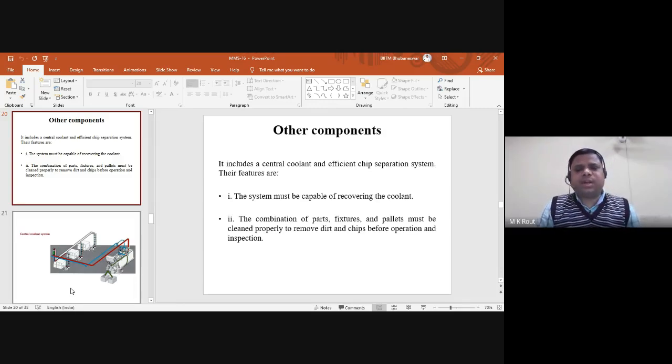So these are the features of the central coolant and chip separation system. The first is that the system must be capable of removing the coolants. In most cases, coolant is used in machining, and after machining, the coolant contains microparticles of unwanted chips or grain particles. If you do not provide a central cooling system in this regard, what will happen? The material goes directly to overheating, and due to overheating, what will happen?